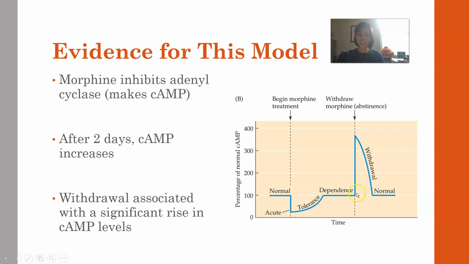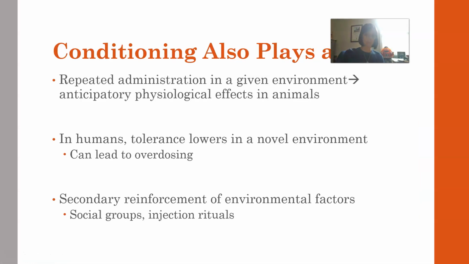So again, we see that homeostasis. When we withdraw morphine, you can actually see a significant rise in cyclic AMP because all of the compensatory mechanisms are still in play. So we're going to get a very brief rebound effect during withdrawal, potentially contributing to withdrawal symptoms before returning to normal and achieving that homeostasis.